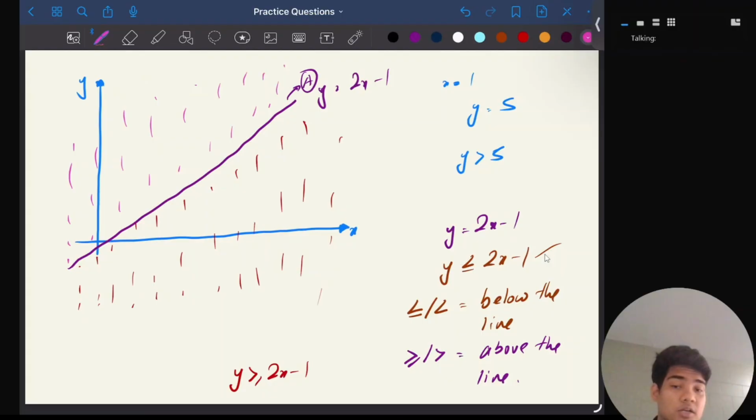So hopefully this thing is clear to us: on an inequality graph, when we have greater than or greater than equals to, we're going to shade above the line, and for less than or less than equals to, we're going to shade below the line. Now, this is the first thing that you need to know.